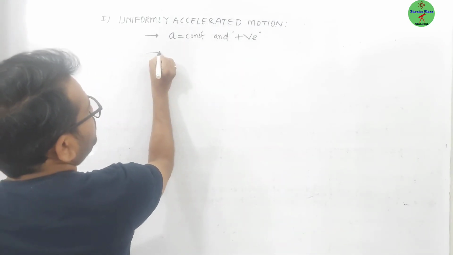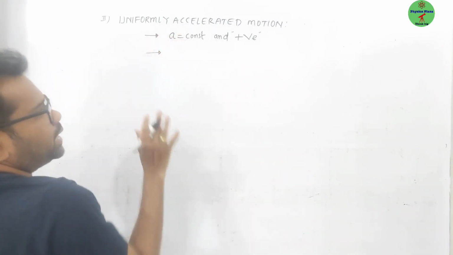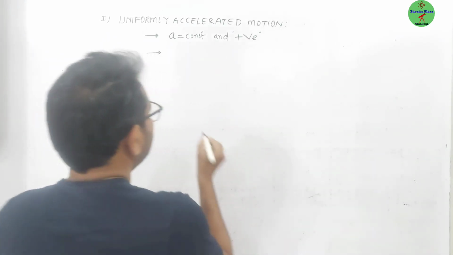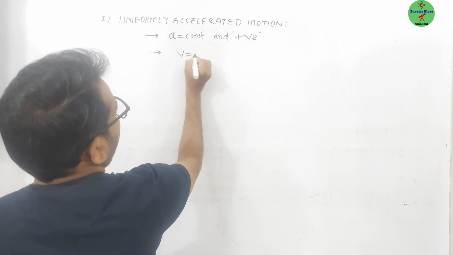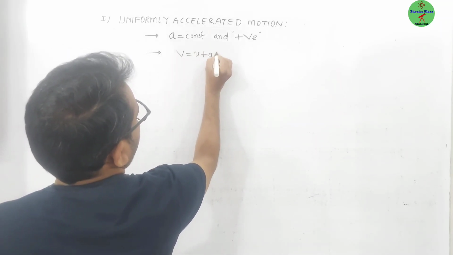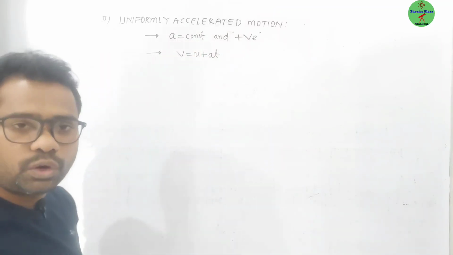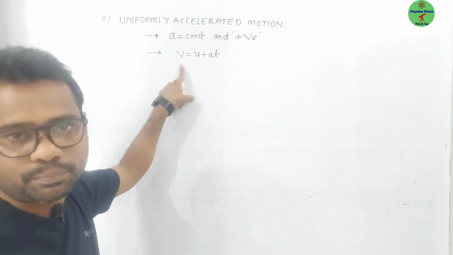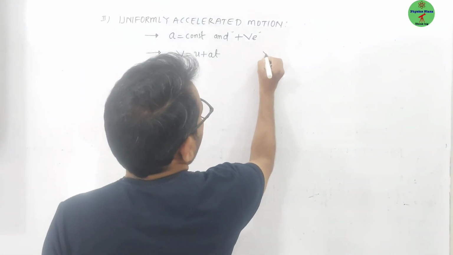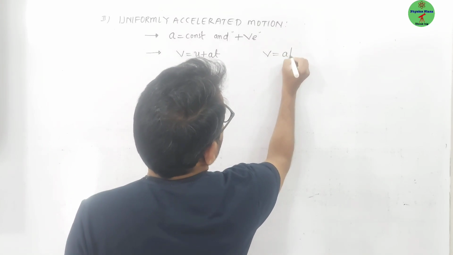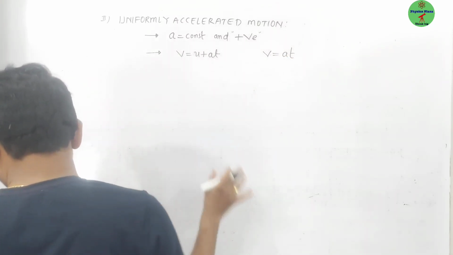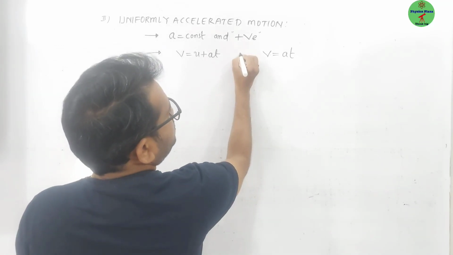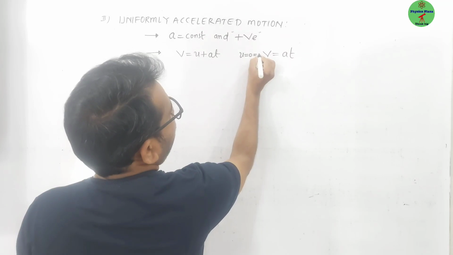Now let us talk about the velocity. Under this uniformly accelerated motion, how is the equation of motion going to be for velocity? Children, we know that v is equal to u plus at. v is equal to u plus at. This is very important to be noted. Or we can also write v is equal to at. What is the difference between these two equations? Just think. If you substitute u is equal to 0, then we will get v is equal to at.